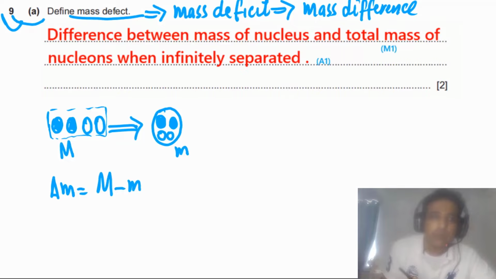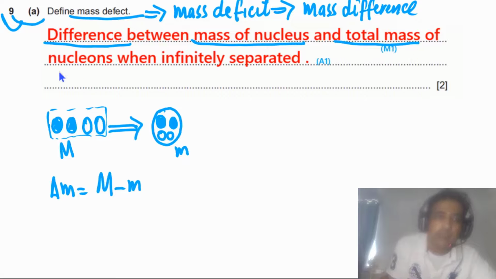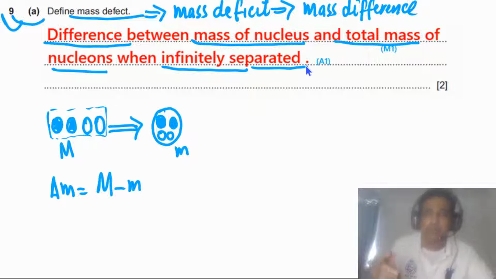In order to write down this answer, you need to write down the difference between the mass of the nucleus and the total mass of nucleons when infinitely separated. It means they are far away from each other. So if you write down these 2 points, you will get 2 marks. The first mark is the M mark, the second mark is the A mark. It means you have to mention infinitely separated.